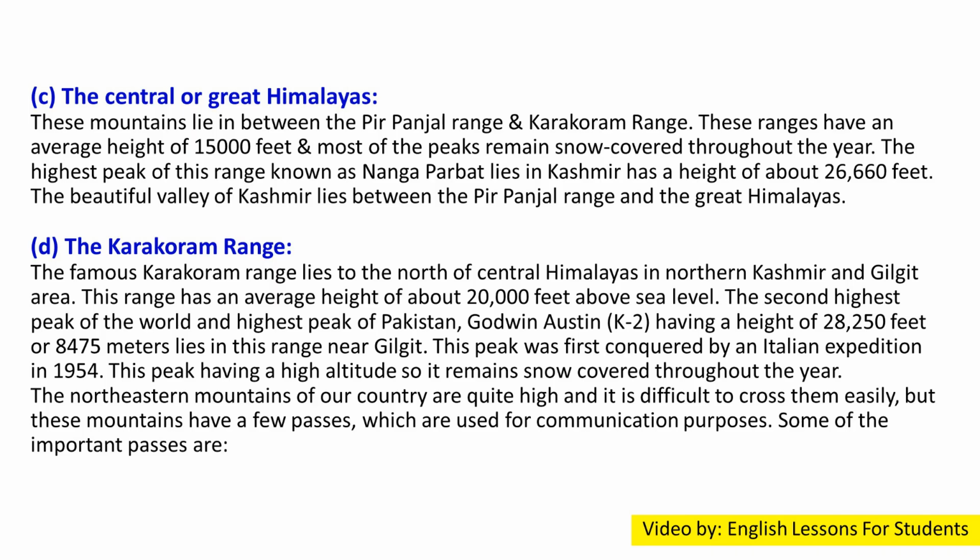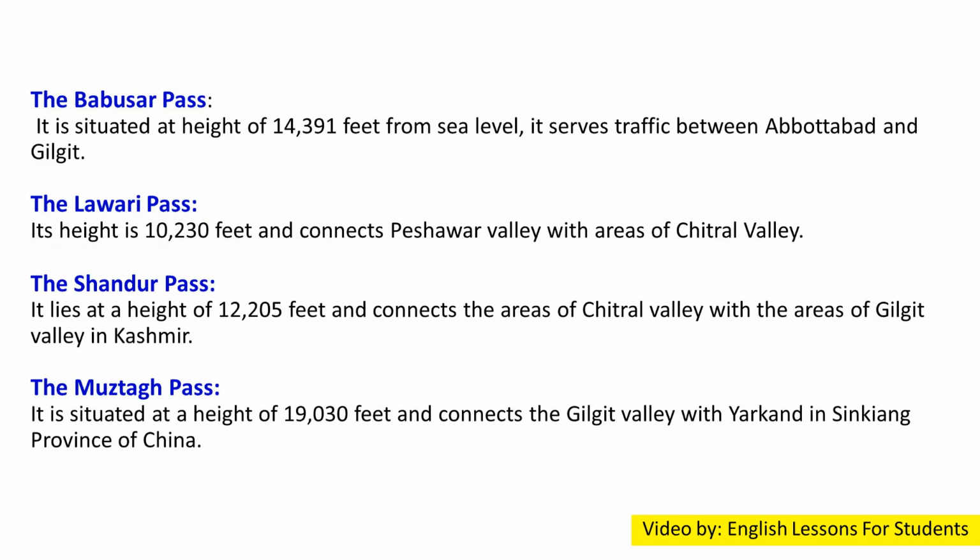The northeastern mountains of our country are quite high and it is difficult to cross them easily. But these mountains have a few passes which are used for communication purposes. Some of the important passes are the Babusar Pass. It is situated at a height of 14,391 feet above sea level. It serves traffic between Abbottabad and Gilgit.